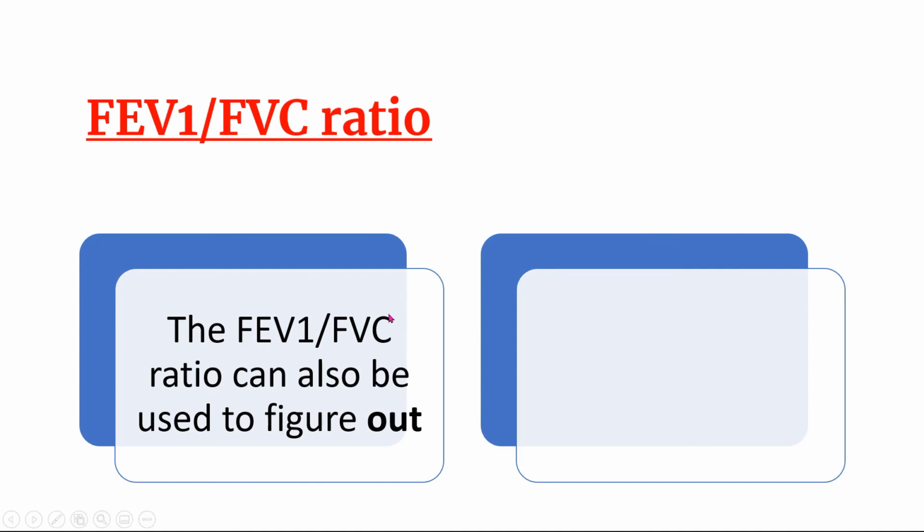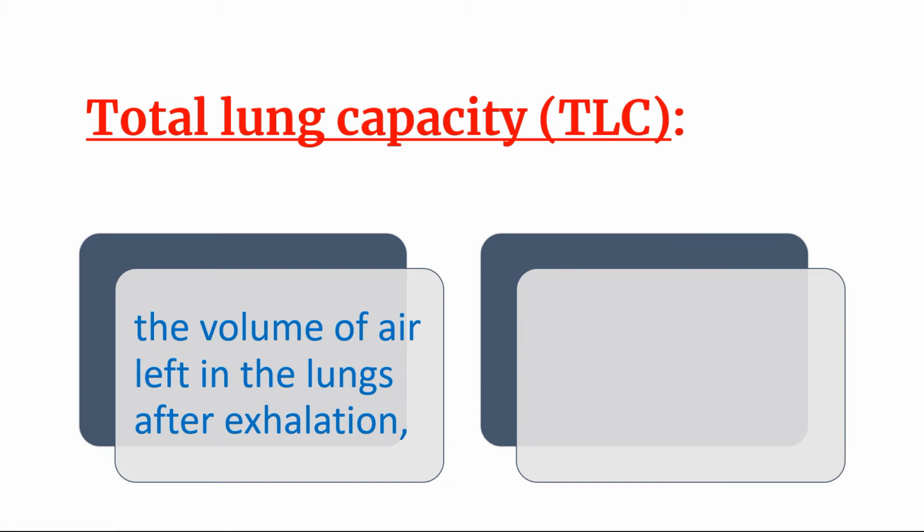This ratio of forced expiratory volume in 1 second over forced vital capacity can also be used to figure out the severity of obstructive lung disease. Now go to total lung capacity. It measures the volume of air in the lungs after exhalation plus the forced vital capacity. So total lung capacity is the volume of air left in the lung after exhalation plus the forced vital capacity.